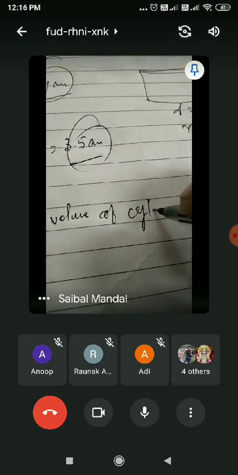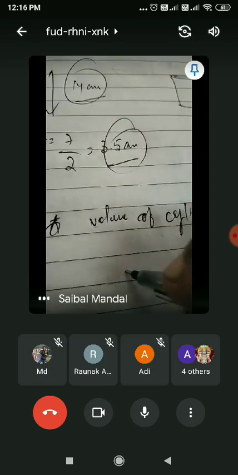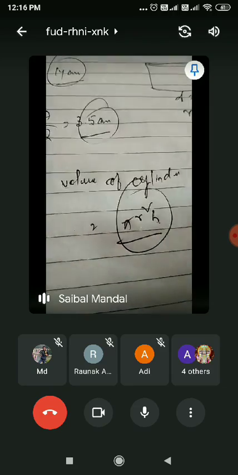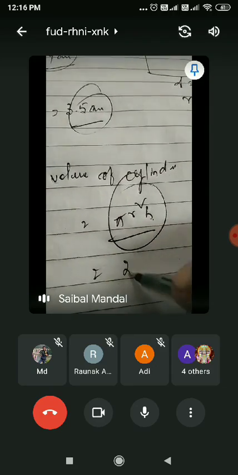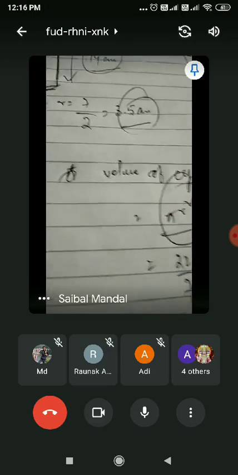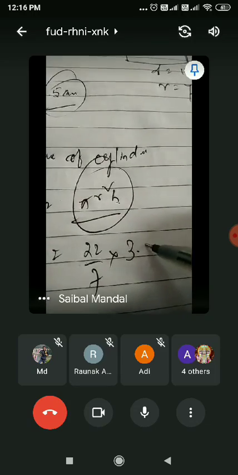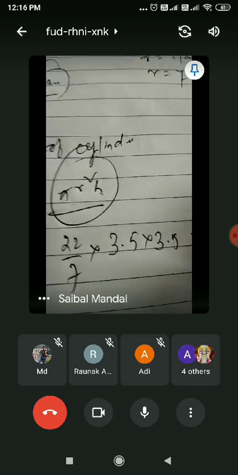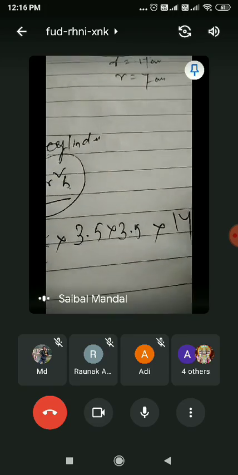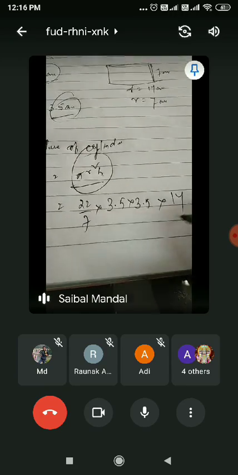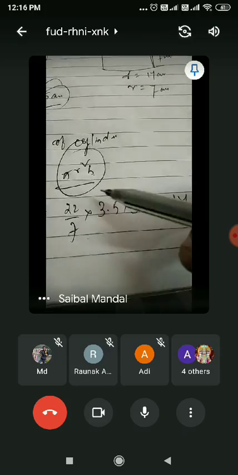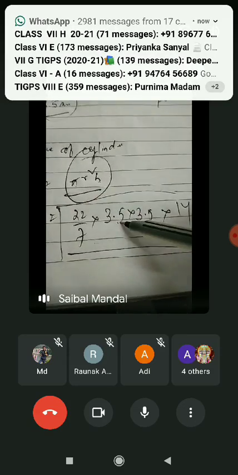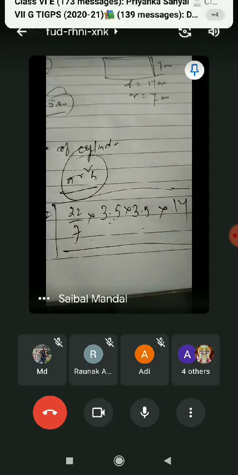Sir, pi r square h. Very good, pi r square h. I will not do any calculation, okay, children? Pi means 22 by 7, radius means 3.5 into 3.5 as it's r square, and height is 14. I'm not supposed to do any calculation because the question says so.